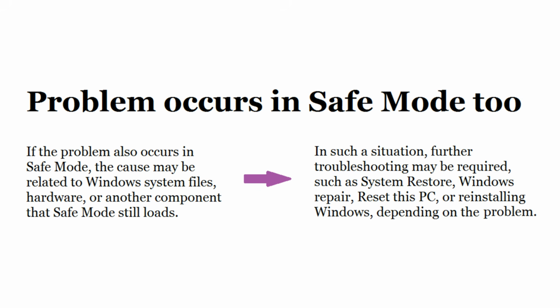If the problem also occurs in safe mode, the cause may be related to Windows system files, hardware, or another component that safe mode still loads. In such a situation, further troubleshooting may be required, such as system restore, Windows repair, reset this PC, or reinstalling Windows, depending on the problem.